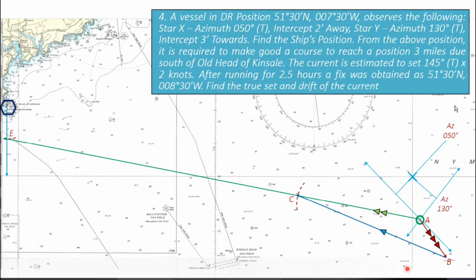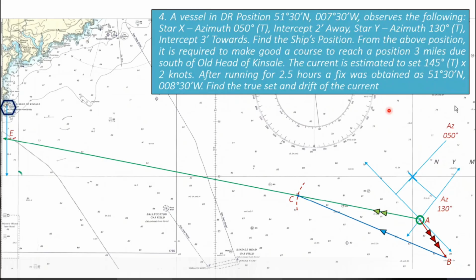So after you have obtained this course steered, the vessel has started moving from point A now. It started moving from point A, and the next fix which was obtained was after 2.5 hours. So after 2.5 hours, we came to know that the vessel is at this particular position, that is 5130 north and 00830 west. So let's now mark off this position which was observed after 2.5 hours.